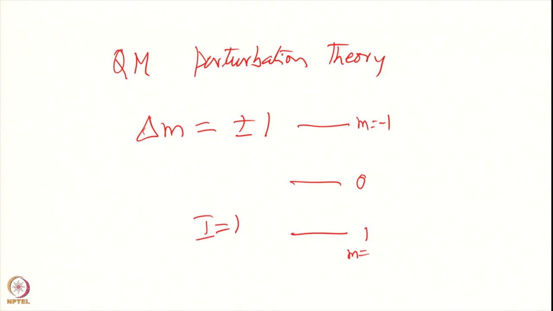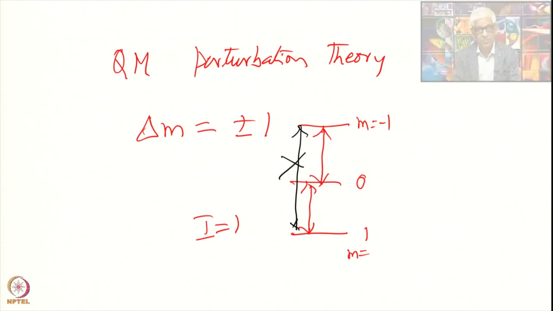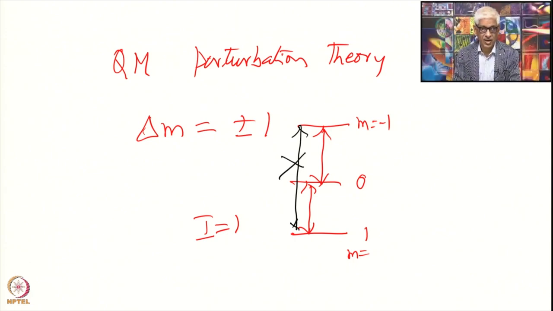So delta m is equal to plus minus 1 meaning what? We can have a transition between these two levels, and we can have a transition between these two levels. These are both delta m is equal to plus minus 1. But this transition is not allowed, because that one has delta m is equal to 2, and that is typically known as the double quantum transition. Wherever there is delta m is equal to plus minus 1, this is called a single quantum transition.